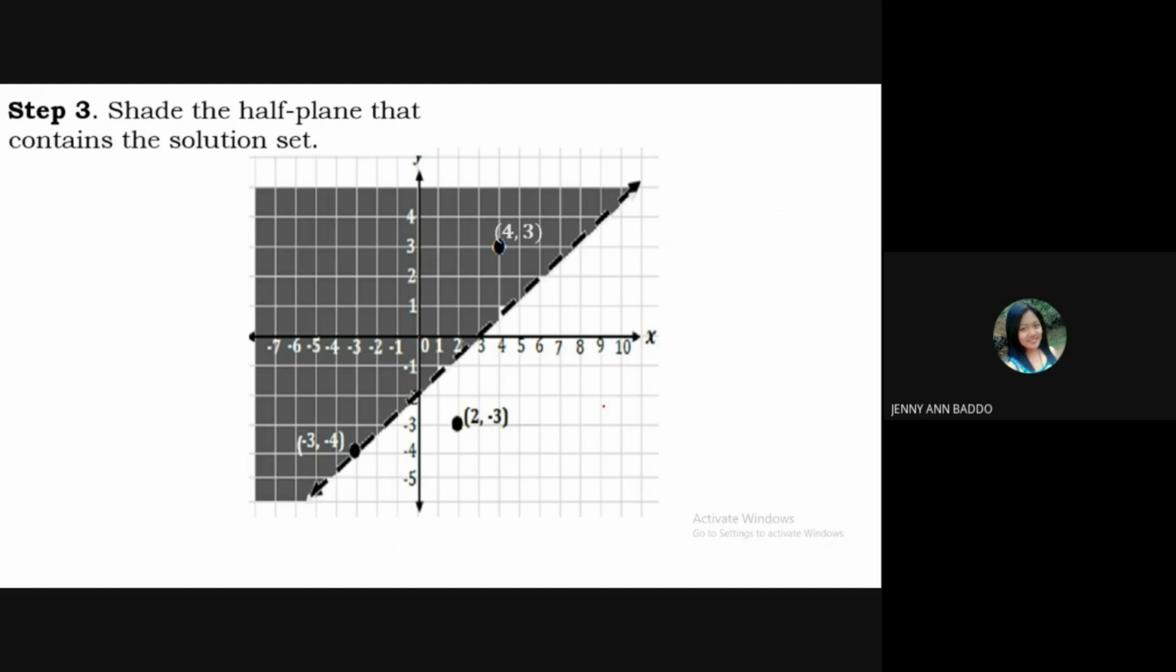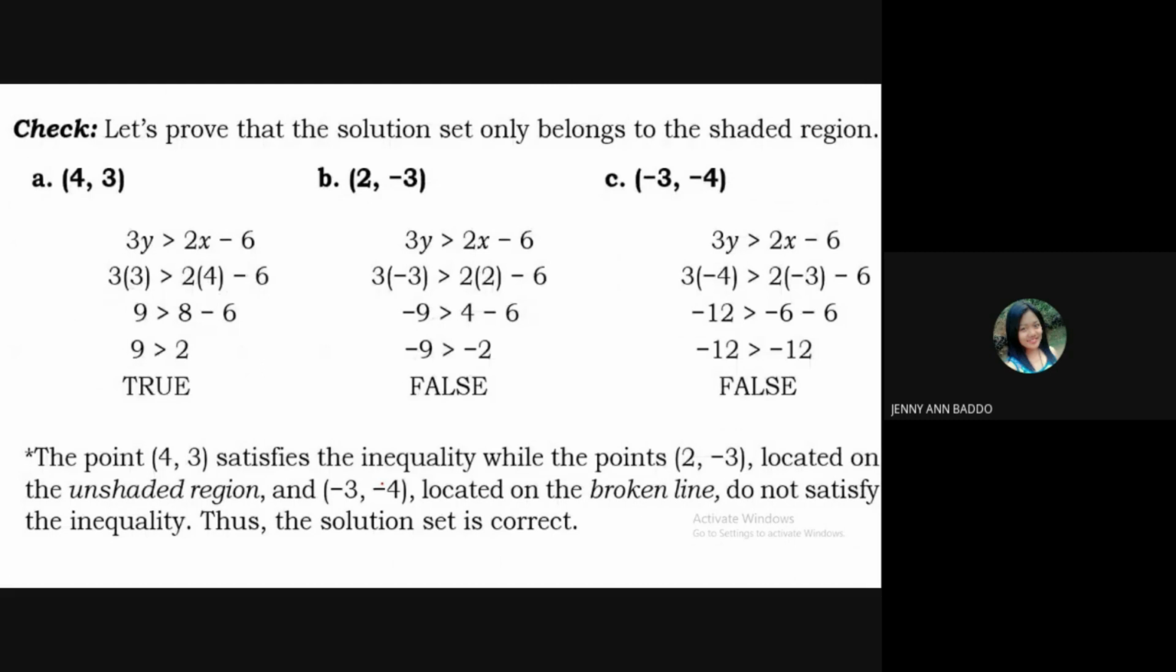We are ready to shade the half plane that contains the solution set. Since (1, 2) is on this side of the plane divider and we arrived at a true statement, the shaded region should be where (1, 2) is found. Okay, since we have a true statement for (4, 3) and false statements for (2, -3) and (-3, -4), then our graph is correct.